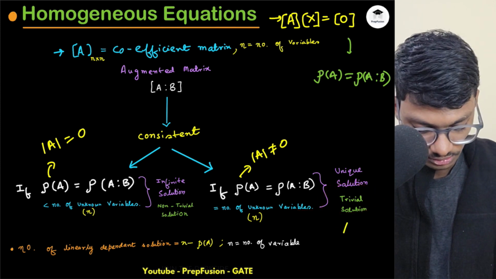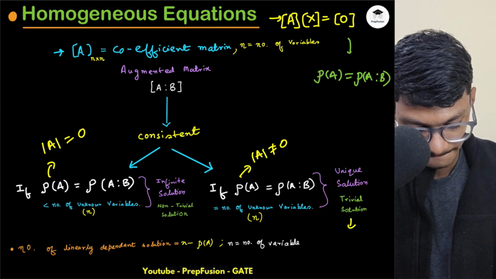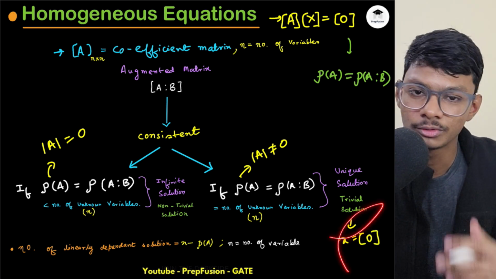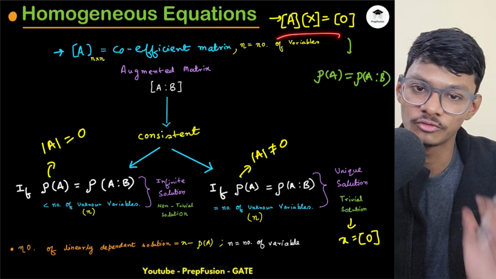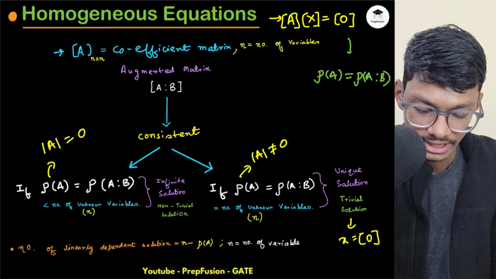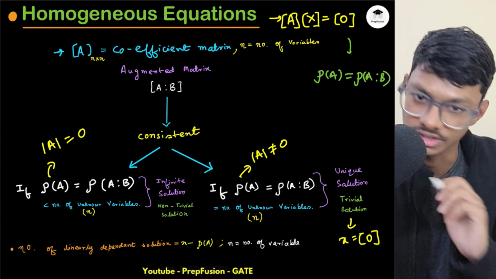So here I'll put x equal to 0. Why trivial? Trivial because this is boring, right? Before even doing anything, before even solving, before even knowing about A, we already know that x equal to 0 is always a solution of this equation.